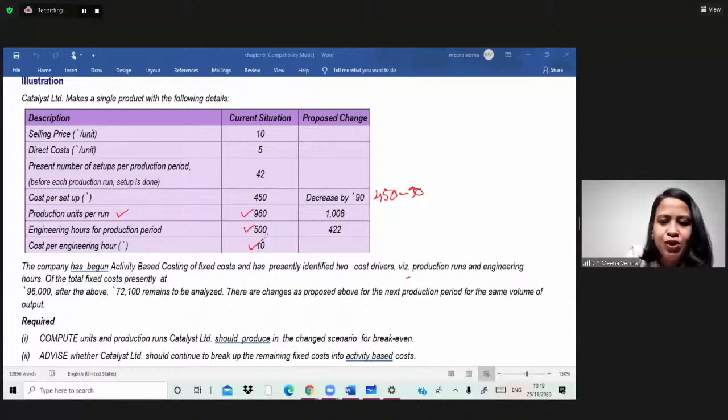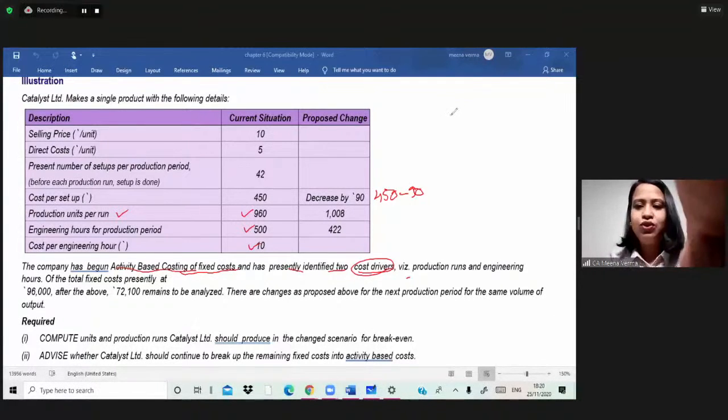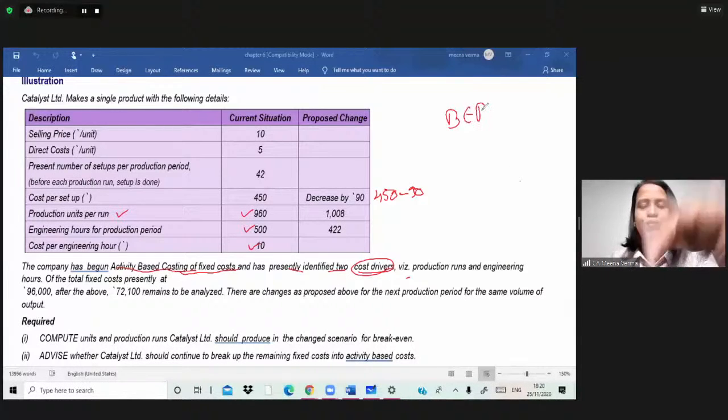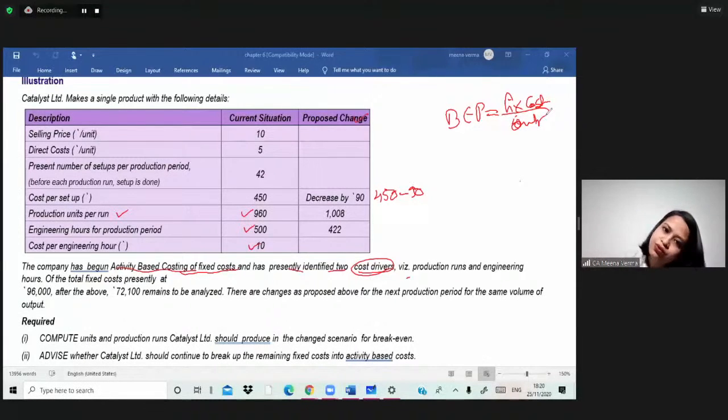Now, what information do we have? The company has begun activity-based costing of fixed cost, and has presently identified two cost drivers. Since we have already discussed what we have to do, we have to find out the break-even point here, for the new proposed system. For finding the break-even point, we need to find the fixed cost and the contribution per unit.